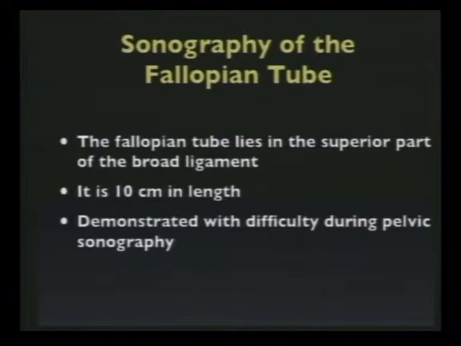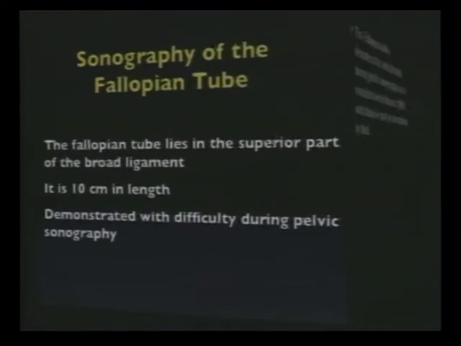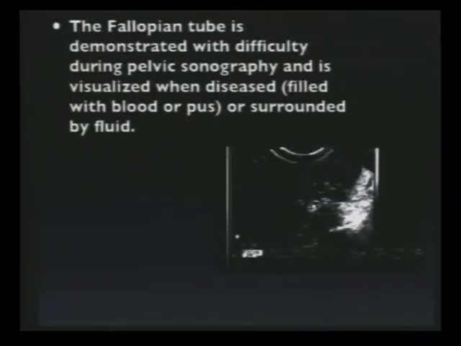And my topic is 2D and 3D sonographic evaluation of tubal abnormalities. The fallopian tube lies in the superior part of the broad ligament. It is 10 centimeters in length, and it is demonstrated with difficulty during pelvic sonography. It is usually visualized only when diseased, meaning filled with blood or pus or surrounded by fluid, as you can see here.